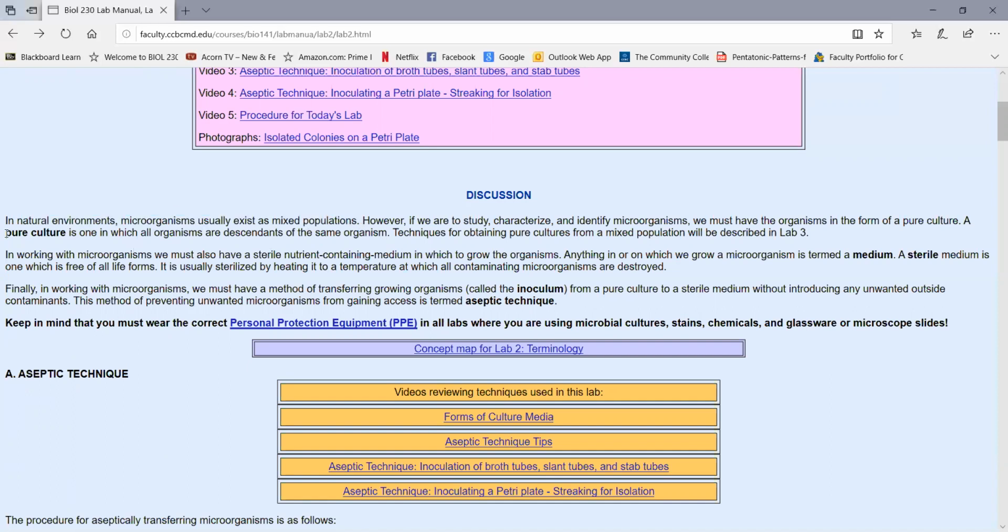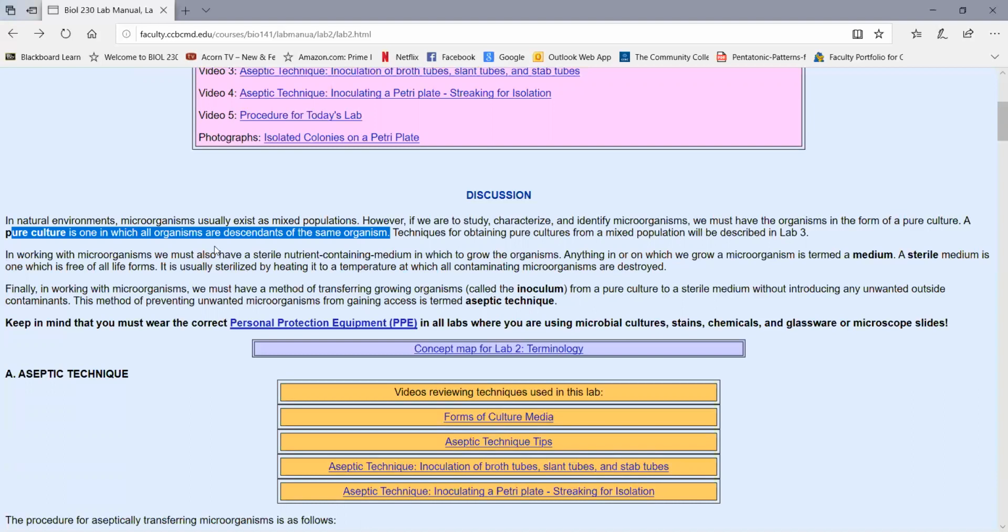So a pure culture is one in which all organisms are descendants of the same organism. Everything growing in that tube or on that Petri plate or on that slant tube came initially from one microorganism. And we'll learn in Lab 3 how to obtain pure cultures from a mixed population. But in most labs, we'll furnish you with the pure cultures of the bacteria we want to grow.